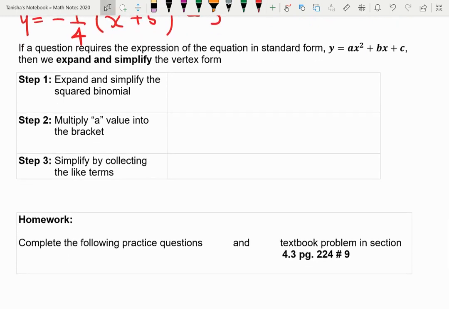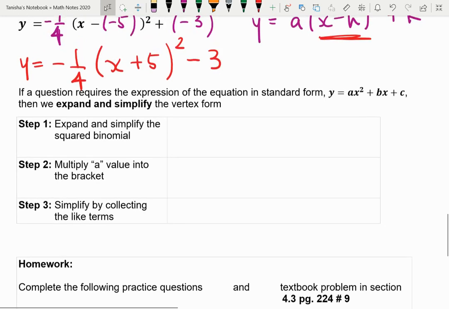If a question requires the expression of the equation in standard form, y equals ax squared plus bx plus c, then we would just simply expand and simplify the vertex form. So right now we are given the equation in vertex form, but sometimes the question will ask us to express it in standard form because standard form sometimes has some important information to give us as well. So how do we do this is that we're going to first expand our brackets. Remember BEDMAS: we want to expand the squared binomial first, then do the multiplication, and then do the subtraction.